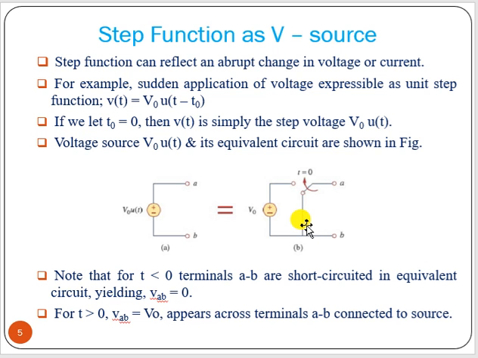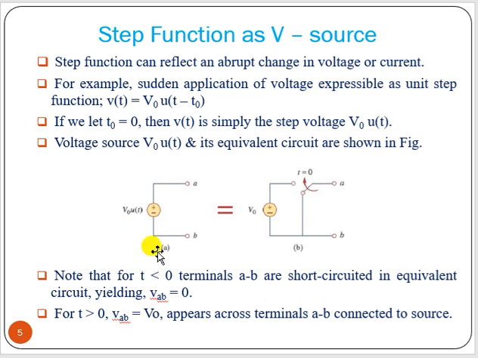Now this step function we can explain with respect to circuit analysis in this fashion: the step function can reflect an abrupt change in voltage or current. For example, a certain application of voltage expressible as a unit step function is v(t) equal to V0 u(t minus t0). If we put t0 equal to 0, then v(t) is simply V0 u(t). That means v equals V0 when t is greater than or equal to 0, and it will be 0 when t is less than 0.